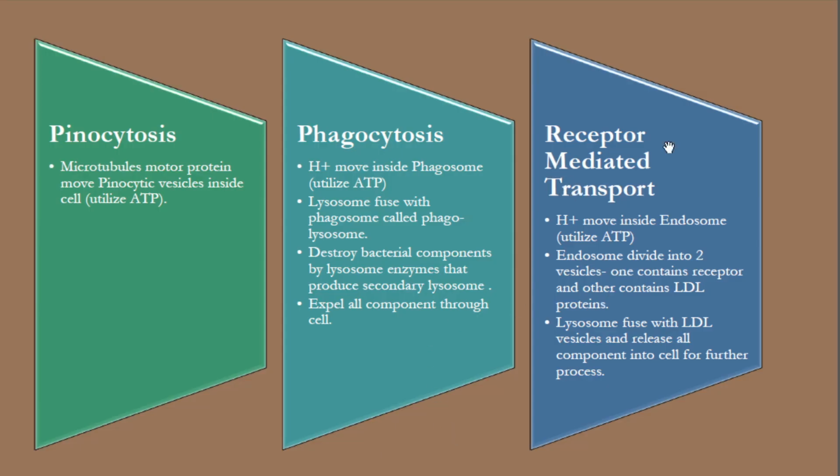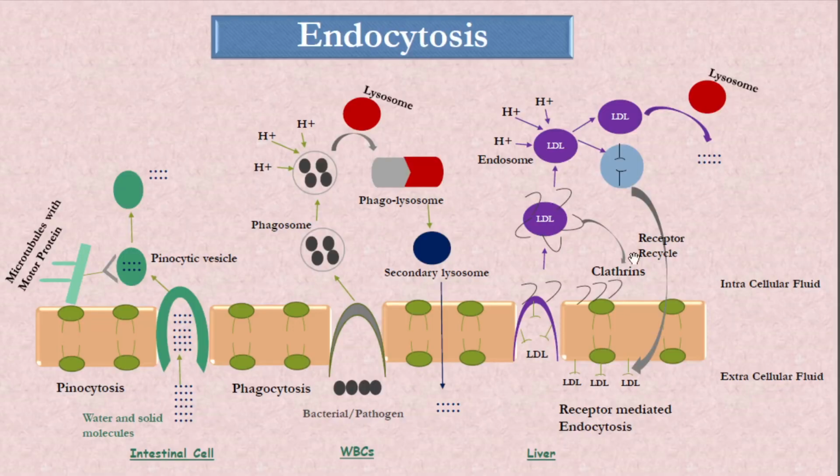And the last one is the receptor mediated transport. Here the H plus ion moves inside the endosomes and it divides the vesicles into two types, the one which contains the receptor and the other one which contains the low density lipoproteins. Now the lysosomes combine with the low density lipoproteins and break down the molecule into small fragments for further processing inside the cell.